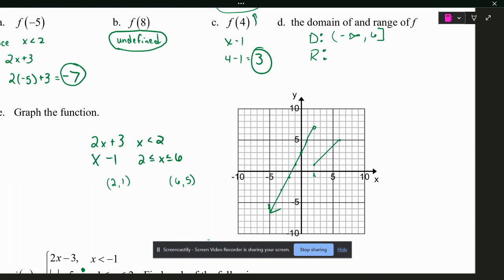Our range, though, is a little bit more difficult to determine. Our range in this case, since we have it graphed, is going from negative infinity up until 7, 7 not being included because it's an open circle.